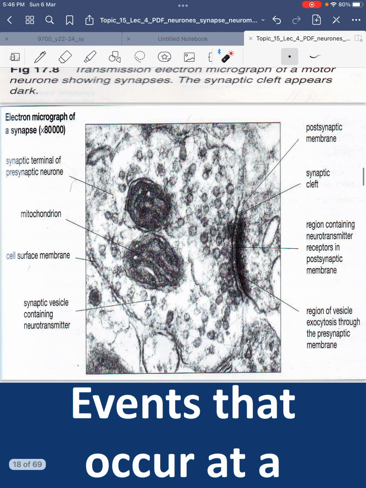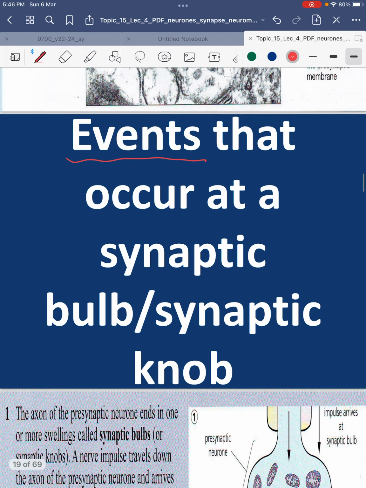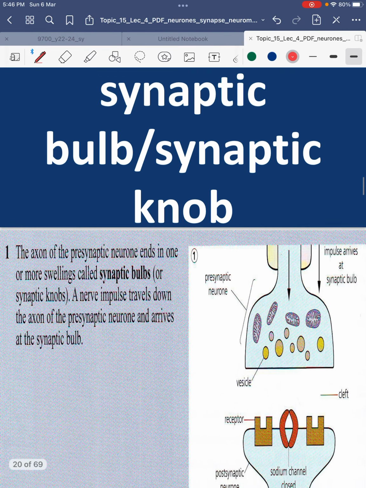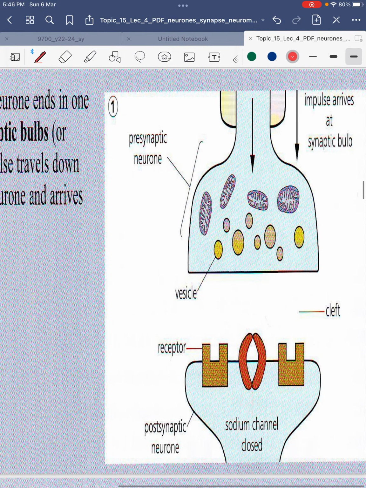All right, so now this is the most important one. We're going to look at the events, meaning the sequence of events, step 1, step 2, step 3, and so on, what occurs at the synaptic bulb or synaptic knob. So first, now that you already know the structure, there is an additional structure here which we have just mentioned, and that is the sodium channel. This is the receptor for the acetylcholine. This is the sodium channel. So don't forget about that as well.